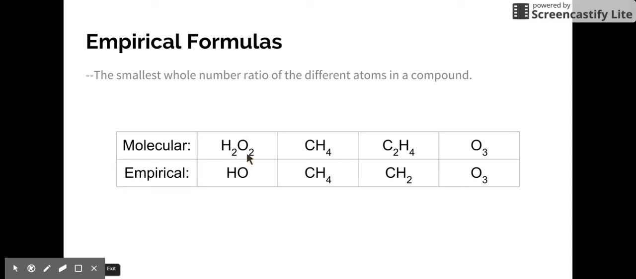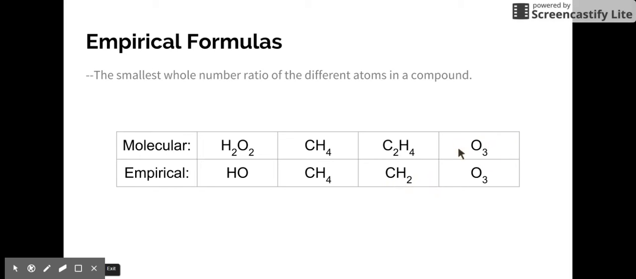So here we have H2O2. The smallest whole number ratio of those two is just H and O, one of each. There's a ratio of 1 to 1. That's an empirical formula. How about CH4? Well, you can't really get any smaller than that. There's no smaller ratio than 1 to 4. So we have 1 C and 4 H's. How about C2H4? Same thing. It's a 2 to 4 ratio. So we can lower that to a smaller number ratio of 1 to 2. So C1H2.